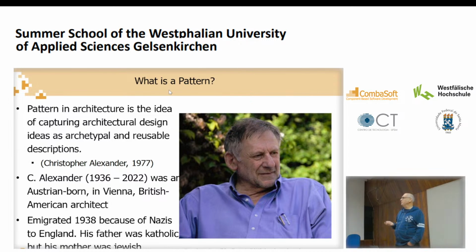So he was born in Vienna in bad times, 1936, during the Nazis, and he left in 38 when he was 2 years old with his parents to England, because his father was Catholic, his mother was Jewish, so it was very dangerous for them to remain in Vienna, because the Nazis, as you remember, killed millions of Jews. So he went to California, and he had this idea. He was a professor of architecture, and he was the describer of this pattern idea.